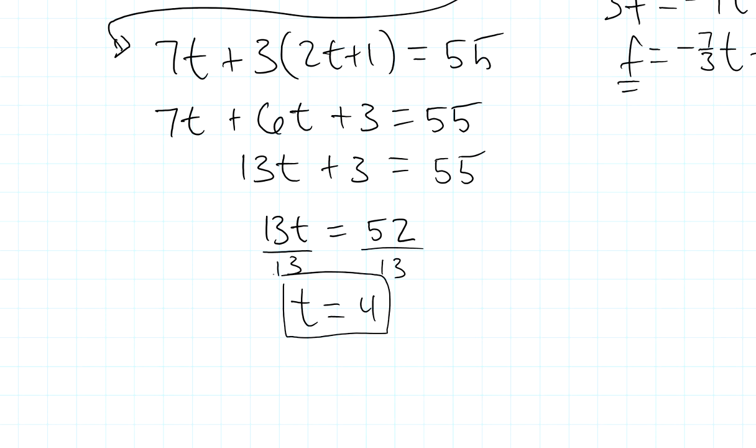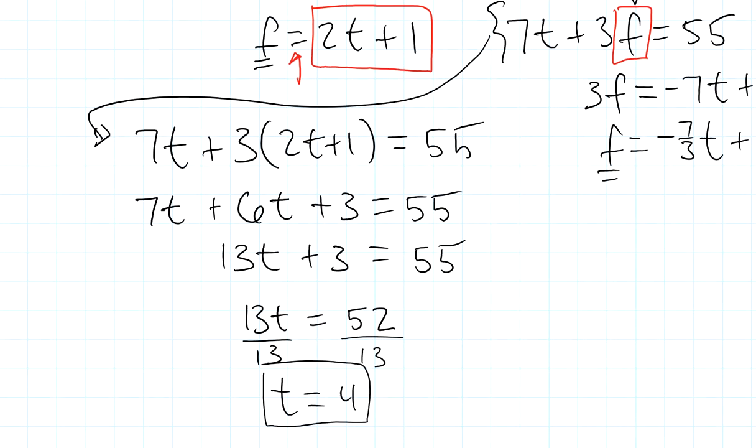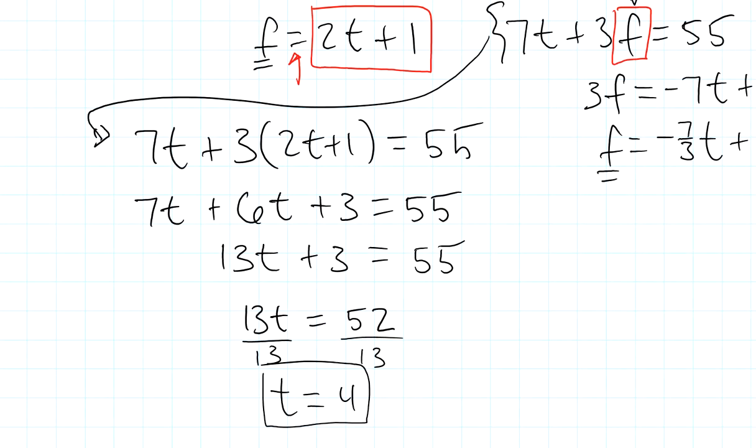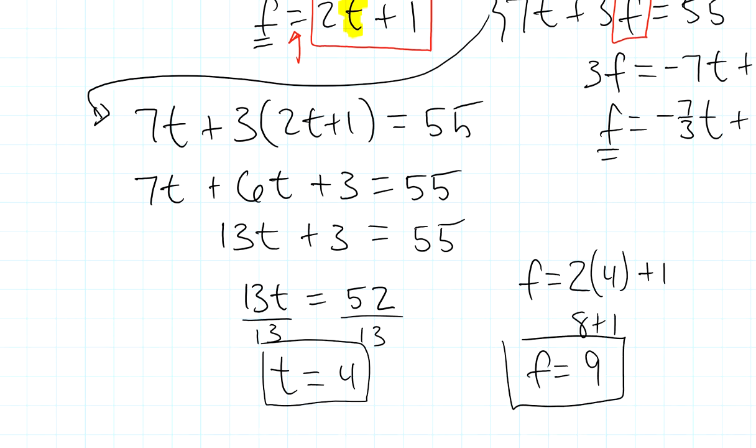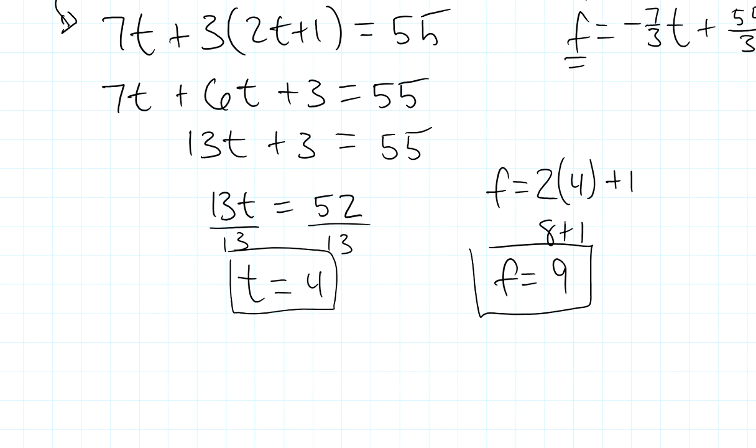And now to figure out how many field goals they scored, I'm just going to plug this value 4 into this equation here. So I know now that t is 4, so that's going to give me an easy way of figuring out F. Number of field goals is 2 times the number of touchdowns, and then 1 more than that. So 8 plus 1. So the number of field goals is 9. So the team scored 4 touchdowns and 9 field goals.